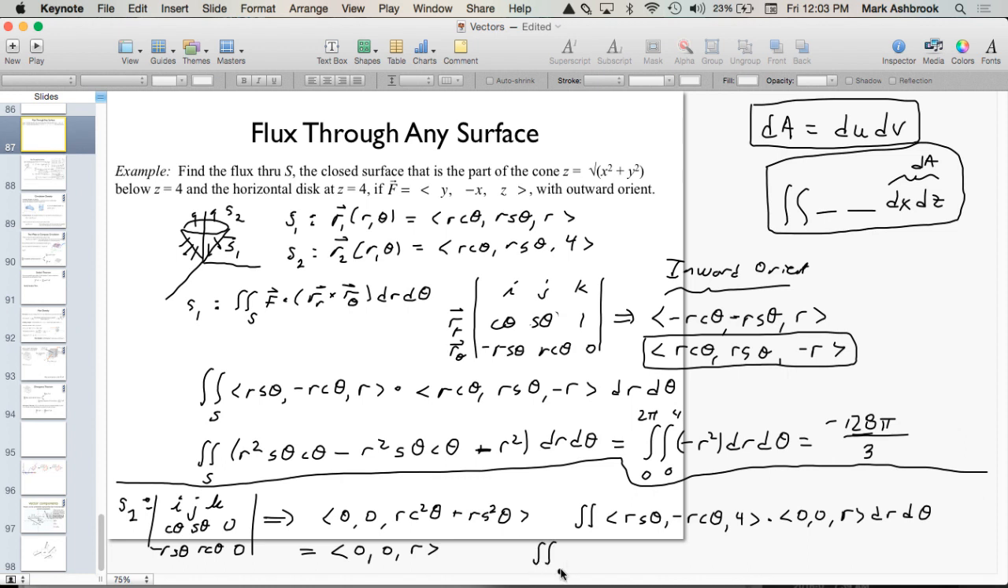So it's going to be the same disk, right? This disk is the same as the projection of the cone into the polar plane. So it's still going to be 0 to 4, 0 to 2 pi. And we just get 4r.